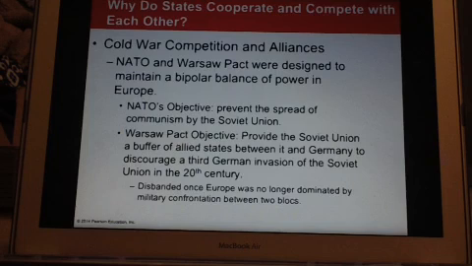So the Warsaw Pact objective was to provide the Soviet Union a buffer of allied states between it and Germany to discourage a third German invasion of the Soviet Union in the 20th century. So the Warsaw Pact disbanded once Europe was no longer dominated by military confrontation between the two blocs.